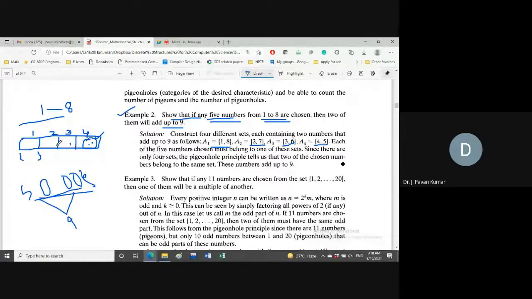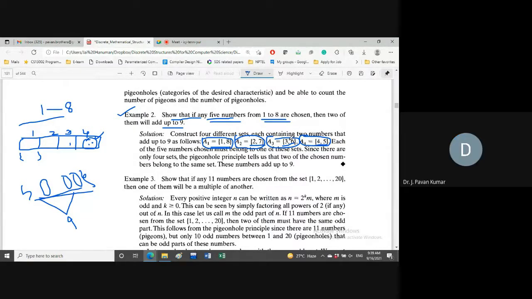Now how are we proving it? What are the pigeonholes, what are the pigeons, that's what we are considering. Pigeonholes we are considering as these pairs, like 1 and 8 which sum up to 9, next 2 and 7 as one pigeonhole, and another pigeonhole, like this four pigeonholes we are forming. Is there any other combination possible which will sum up to 9? No, sir.